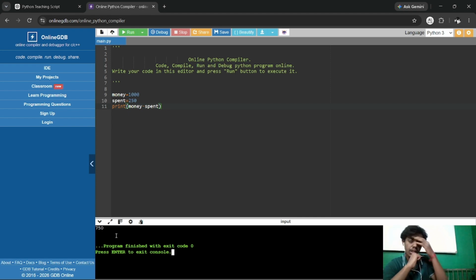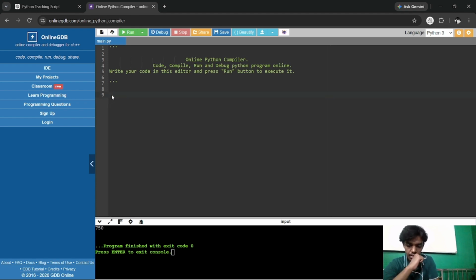So let's take an analogy here, the ATM analogy. Suppose your bank account has 10,000 rupees and you decide to withdraw, let's say, 2,500 rupees. So does your bank balance increase? No, right? You have withdrawn the money, so it automatically decreases, right? That's subtraction. So next we have multiplication.